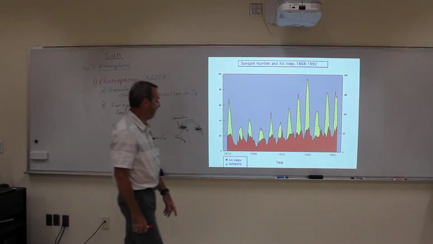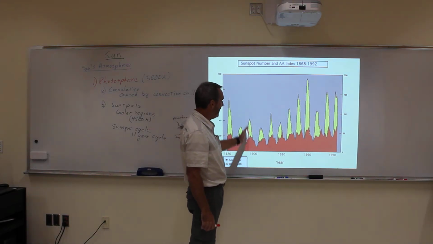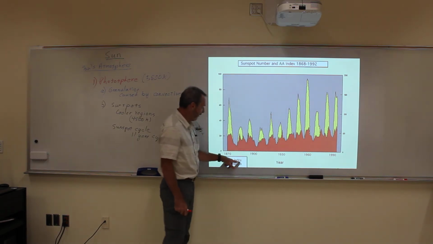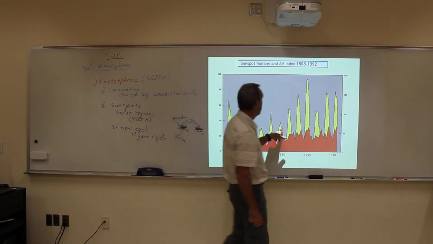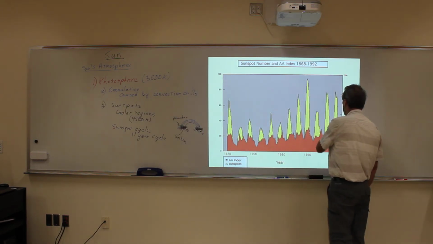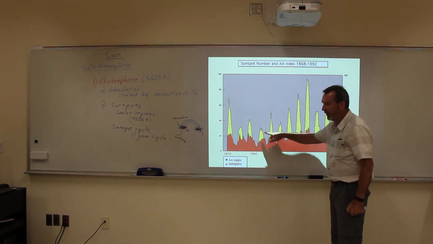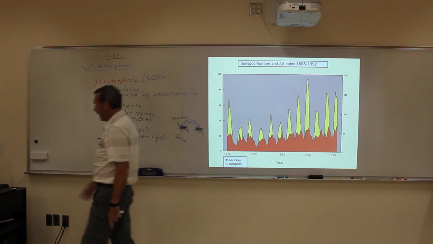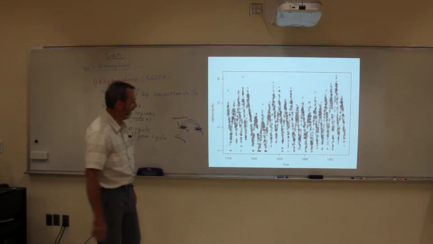Here's a plot since 1870, and it shows every 11 years there's a peak. We'll talk about that in a second, but this is the number of sunspots, the yellow one here. And notice it peaks, and sometimes the peak is a lot higher, and sometimes it's lower. Why? We're not exactly sure about that. There are a lot of people that try to predict it, but it's hard to tell.